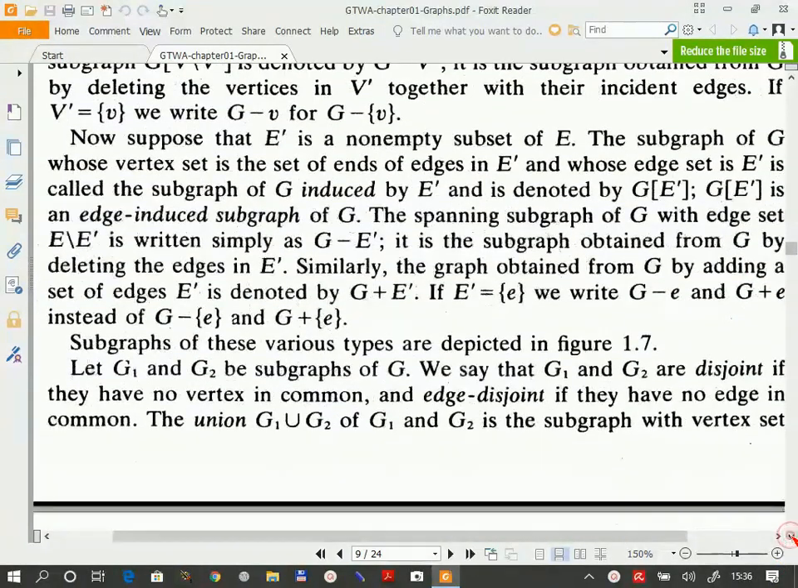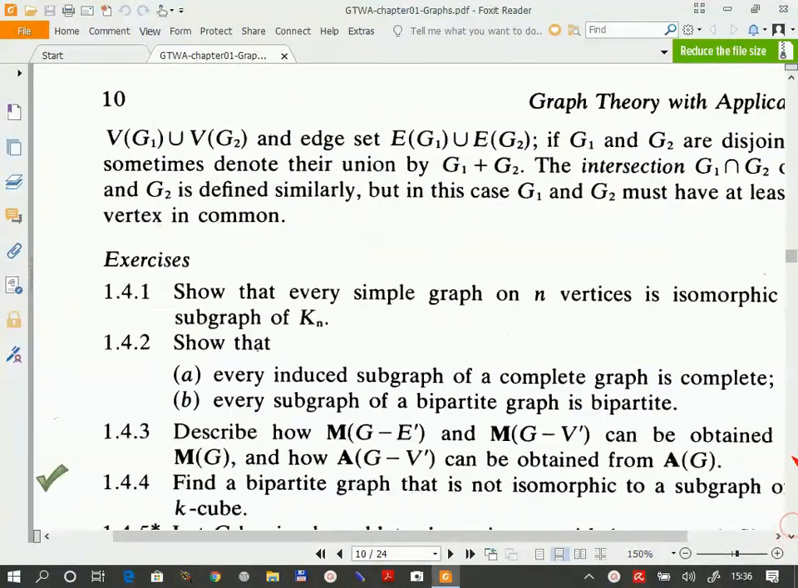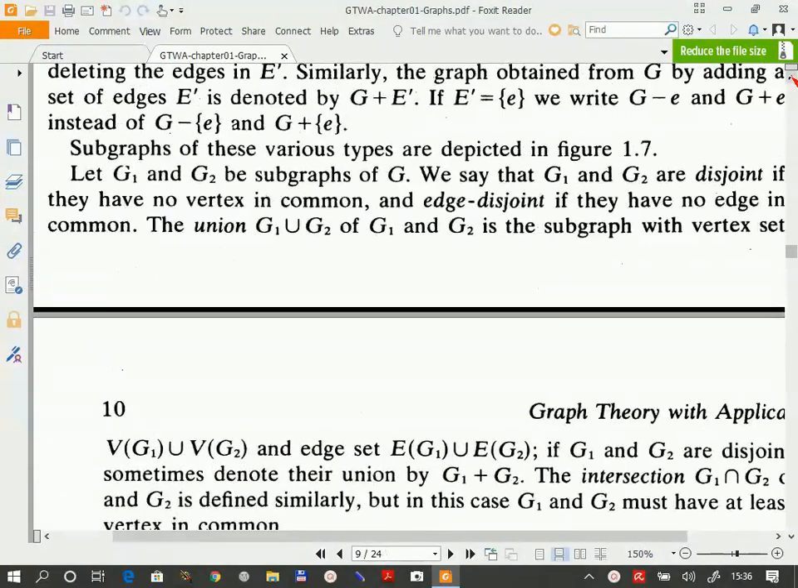Two subgraphs of the graph G are disjoint if they have no vertex in common. Edge disjoint if they have no edge in common, okay?